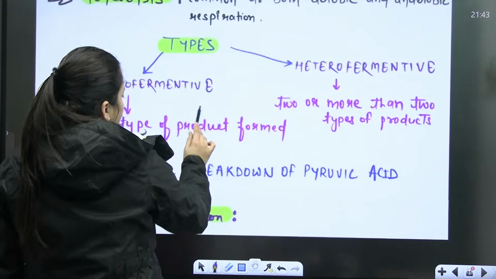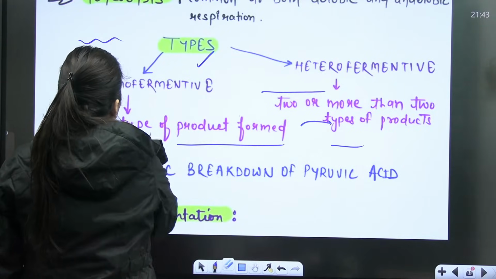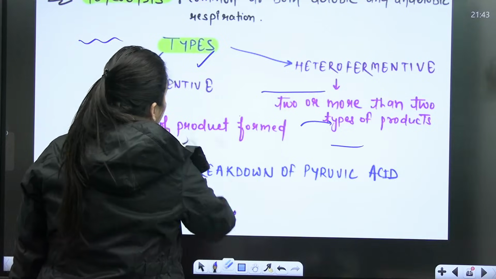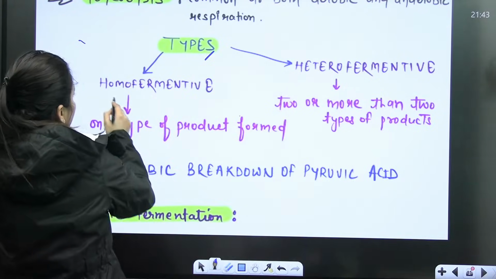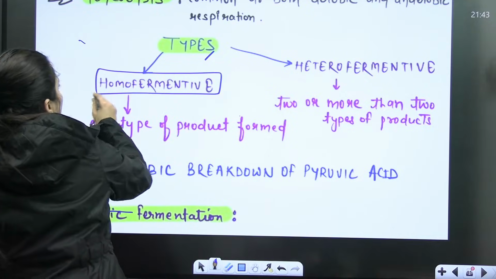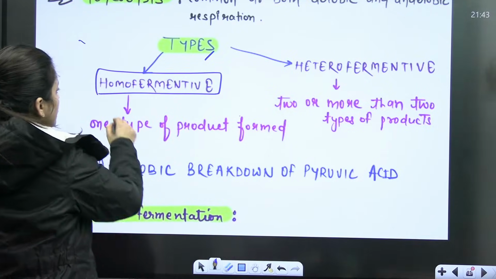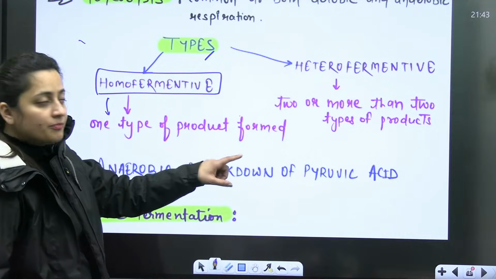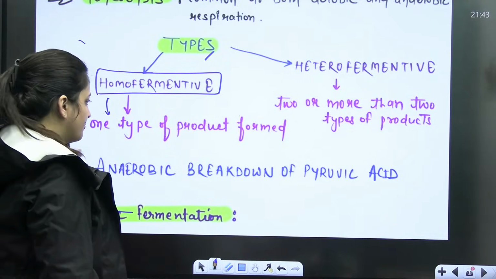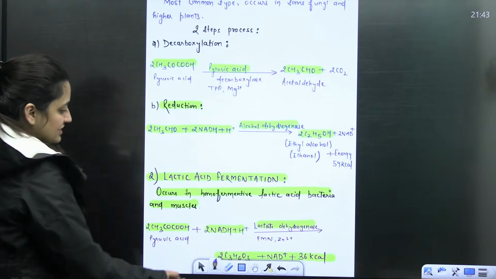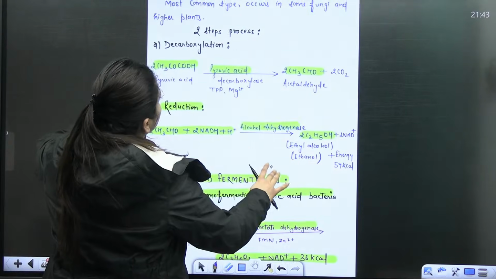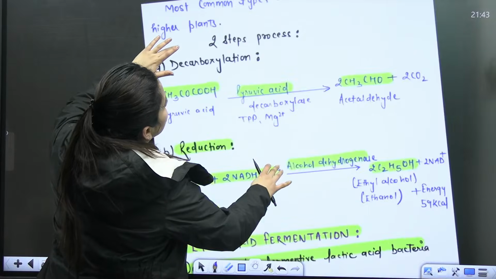So I told you it will be homofermentive or heterofermentive. Homofermentive means one type of product, and heterofermentive means two or more types of products will be there. So we will start with the alcoholic fermentation as we discussed. Here in front of you, you have the diagram and the reaction as well.